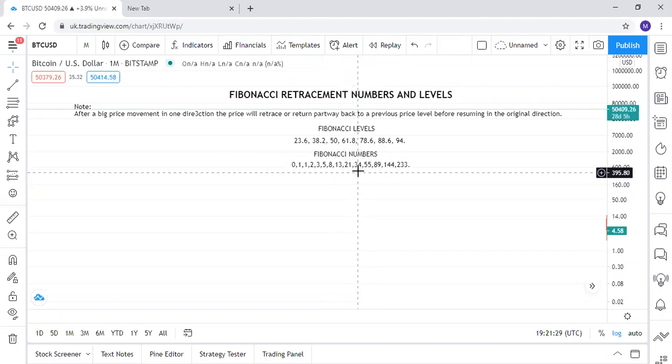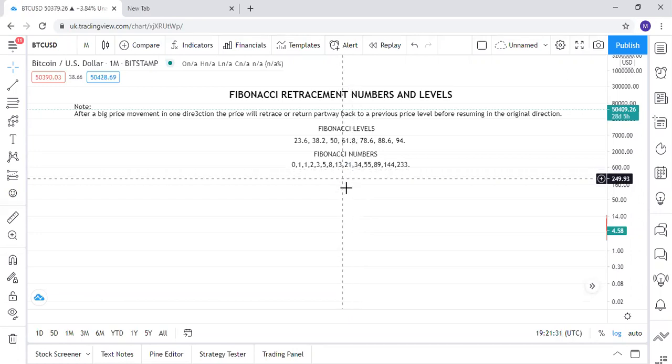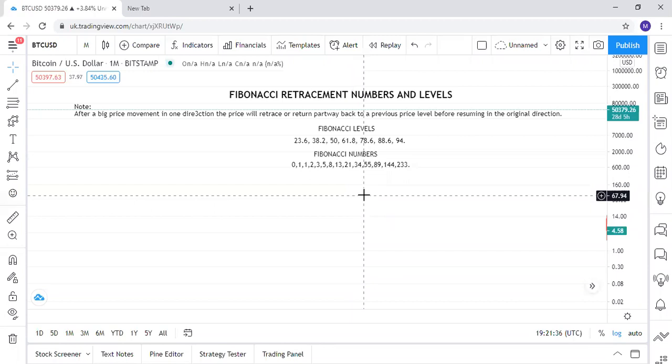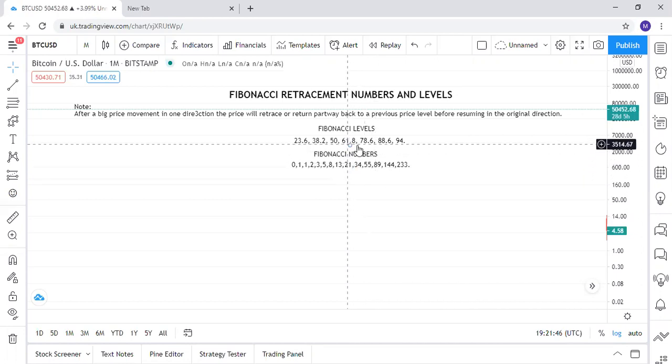So 21 divided by 34, multiply by 100. That's 61.76, which is 61.8 rounded up. So that's how they got this particular fib level, 61.8.